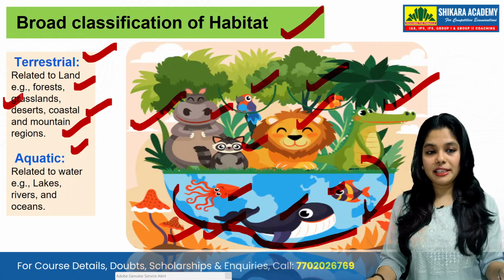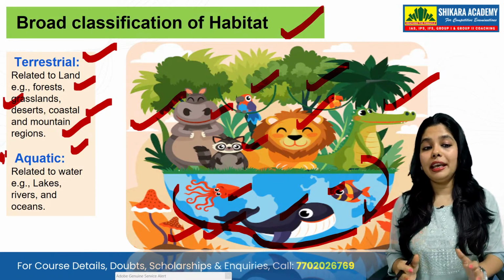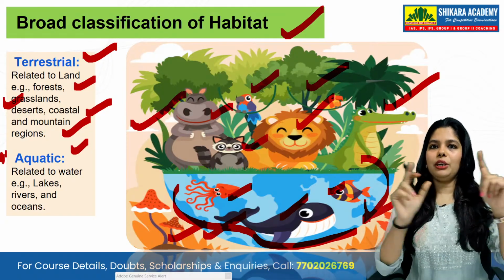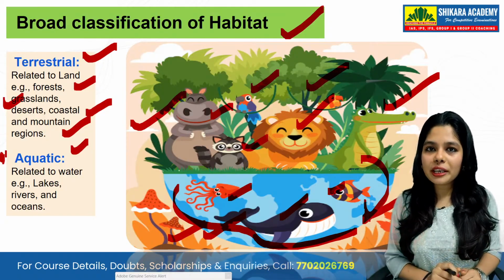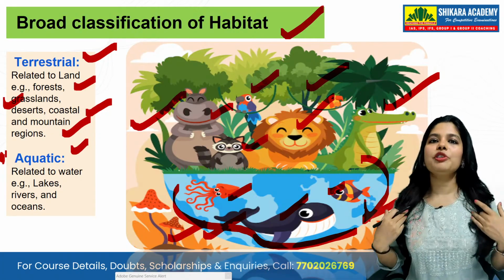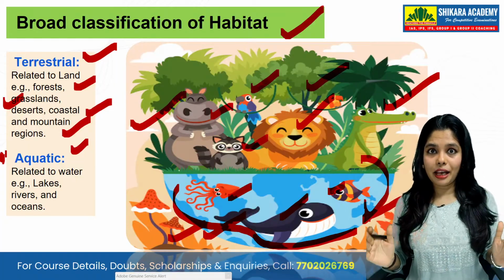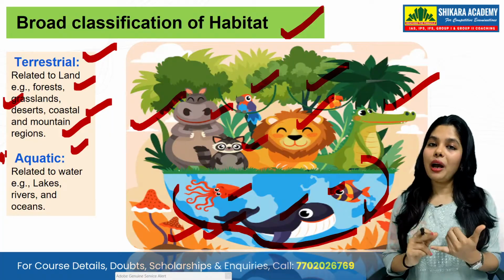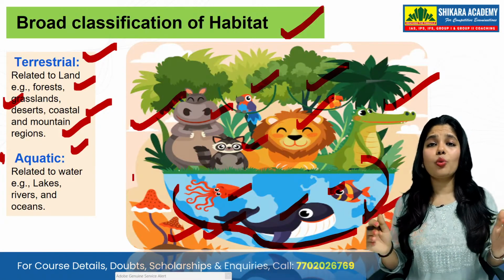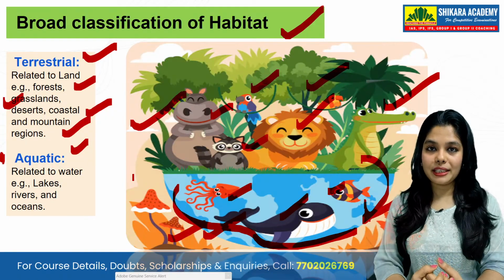So what are we seeing here? Now we will go to aquatic, related to water: lakes, rivers and oceans. Yes, an aquatic ecosystem can be the aquarium which you are keeping inside your house. Yes, that is also a habitat of fishes, a habitat of marine algae which is there inside that aquarium. So the aquatic habitat comprises lakes, ponds, oceans, rivers. All these comprise the aquatic habitat.